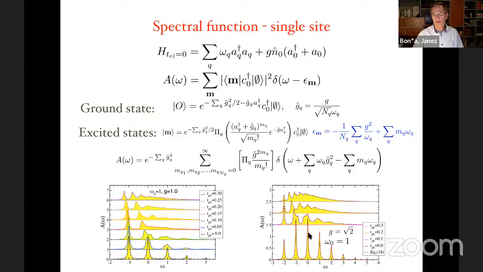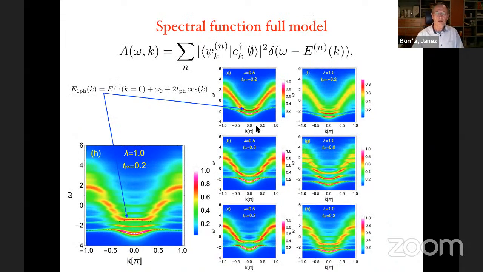And so here I actually show a comparison between numerics. The orange stuff is just numerics, and then the dashed lines that are here are actually from this formula. So this single site, this is kind of cute that you can get it for the single site as well, even when you have dispersion, of course.